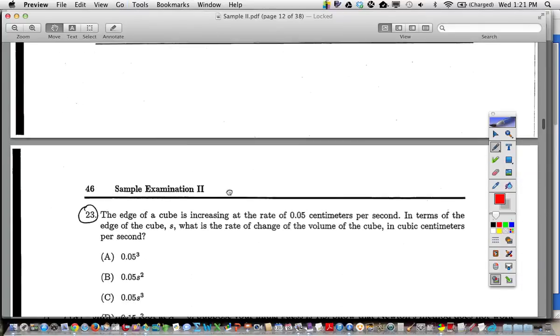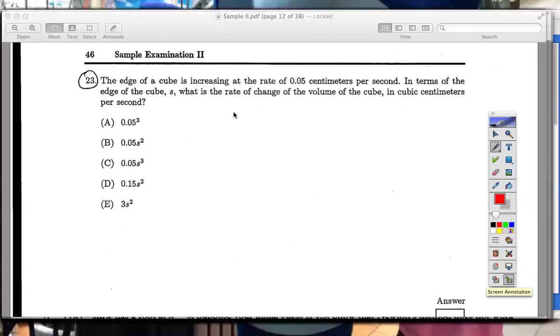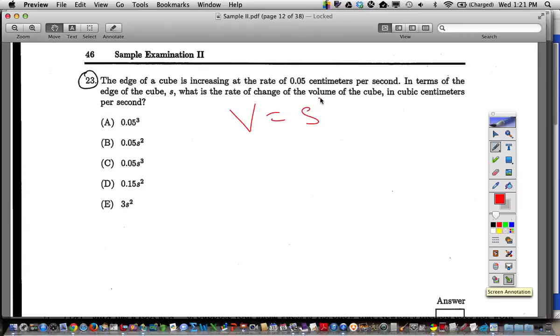Oh yeah, okay, related rate like we have here. This is a cube. So volume of a cube is s cubed. In terms of the edge, what is the rate of change of the volume? So we're looking for v prime. The edge is increasing at this rate, so that would be s prime. Right? So v prime would equal 3s squared s prime.